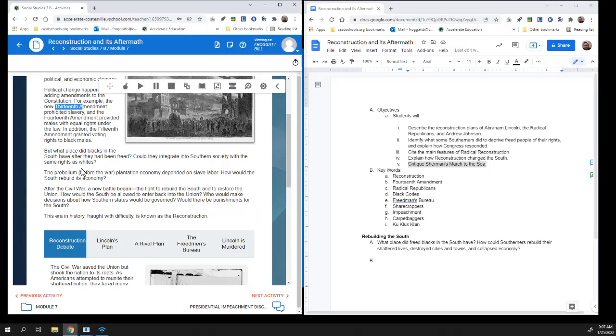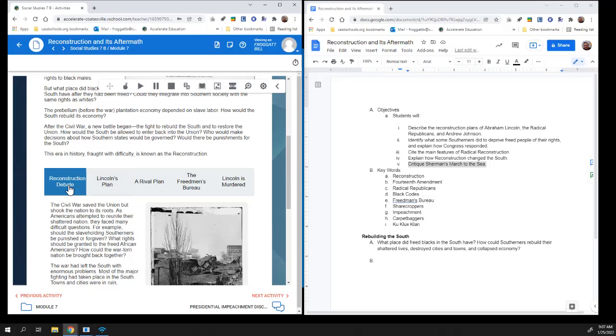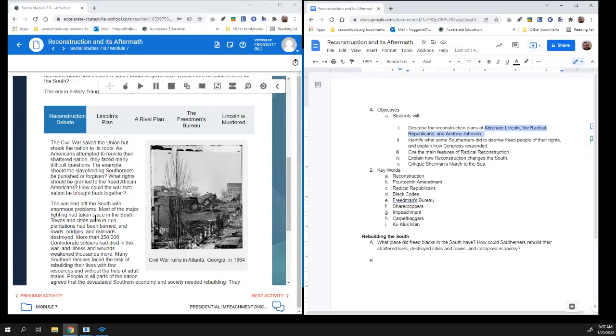Basically, they'd have to start paying people. And how do we fix the problem of slavery afterwards? Think about the 3 acres and a mule solution. And that's where it comes down to Abraham Lincoln, the radical Republicans, and Andrew Johnson over here on our notes. So this is all the debates here, okay?